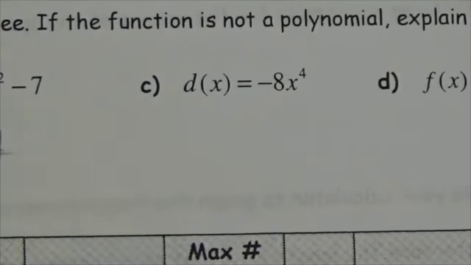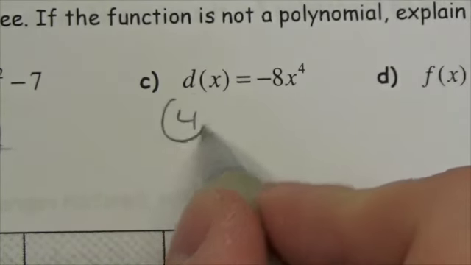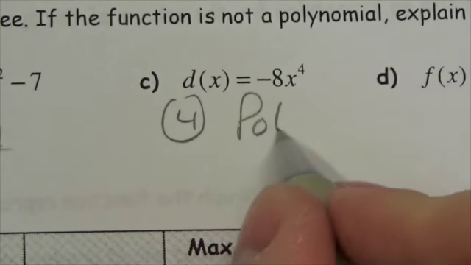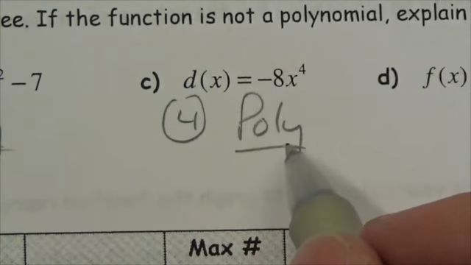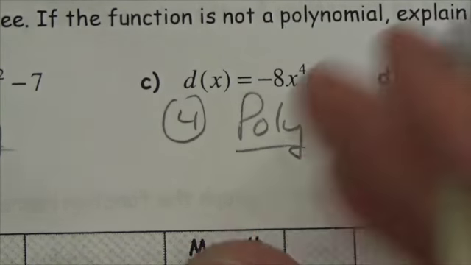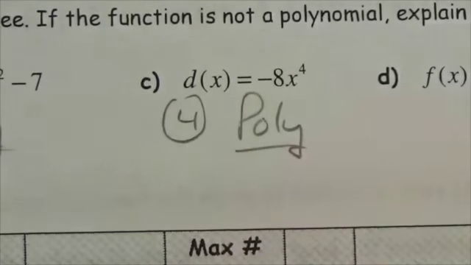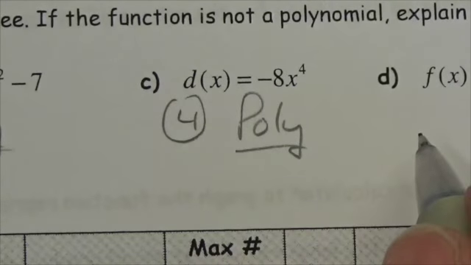Whoops, went too far. Negative 8x to the 4th. Well, this is degree 4, and this is in fact a polynomial. Now, some people are going to argue, how can it be a polynomial if there's only one term? Polynomial is just the general expression that we give to all of those things. So that would encompass this as well. So don't fight with that one.